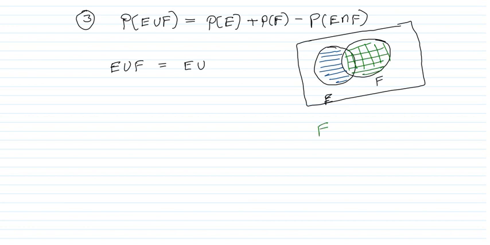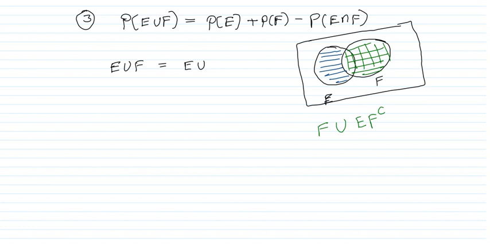Now I need to represent only this part. It means the elements in E which are not in F. We can write it like this: E intersection with F complement, because you want to remove the elements in F. So you just take F complement and intersect with E, and you'll get exactly this part, the elements in E which are not in F.